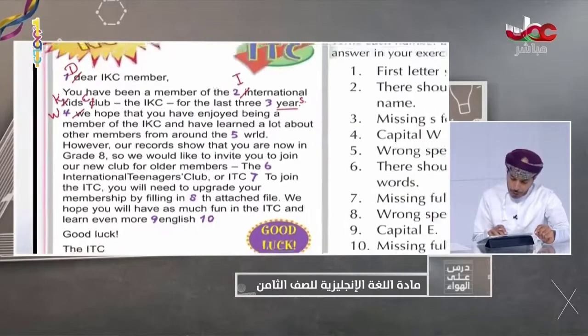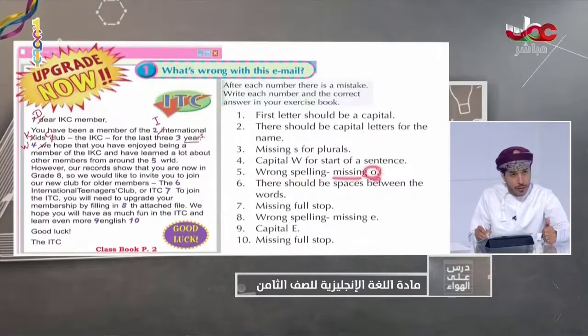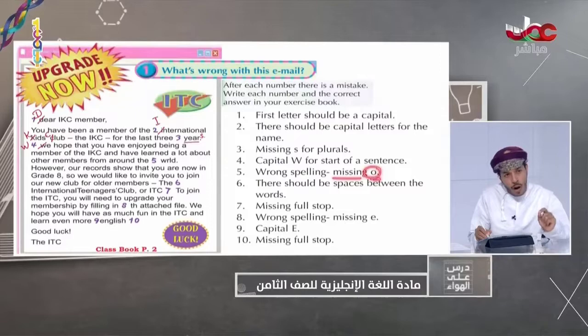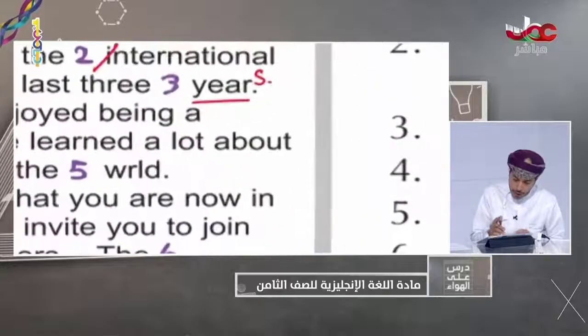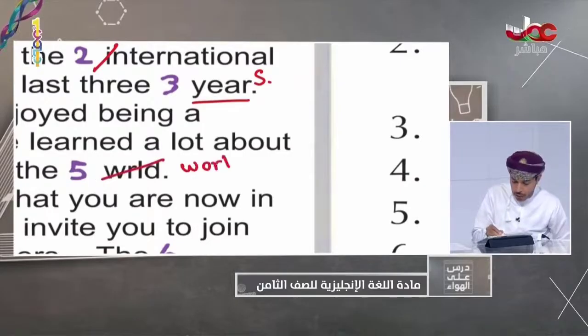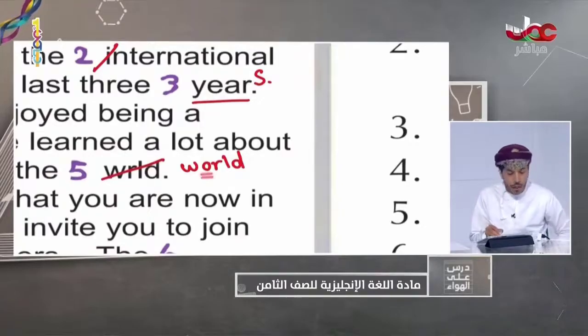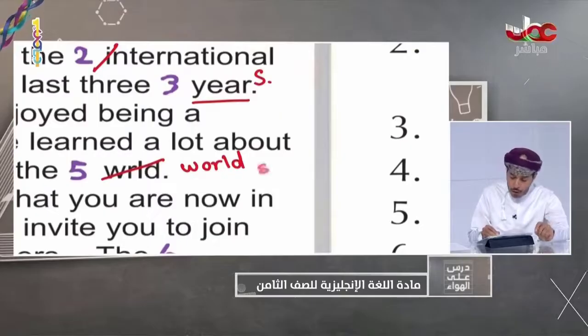Okay. Then the 5th mistake is about wrong spelling or missing. There is O missing. Okay, so the students here write the word incorrectly. Okay, it's not correct. There is a letter missing. Okay, here. So world, we can delete it and write it again in this way. Okay, so this is the letter missing. Okay, it should be written here, and that's why it's called spelling.